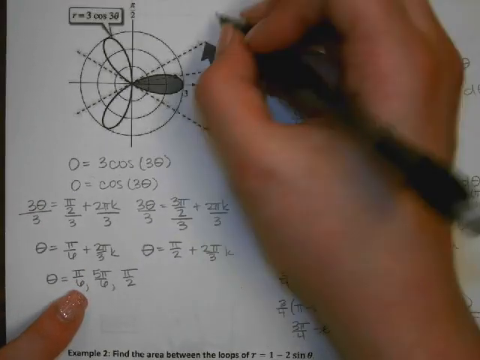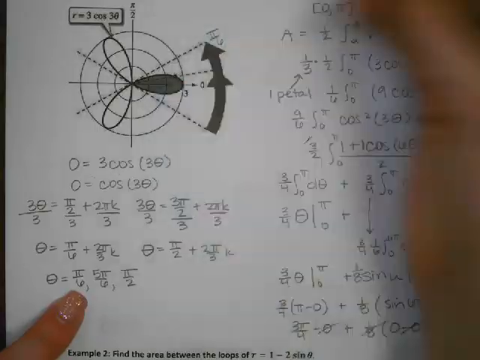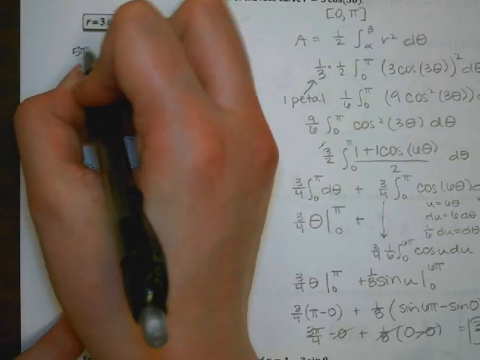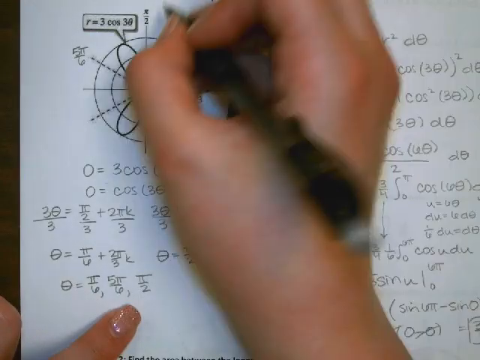So, and you can see it right here. I've got pi over 6. I've got 5 pi over 6. I've got the pi over 2.